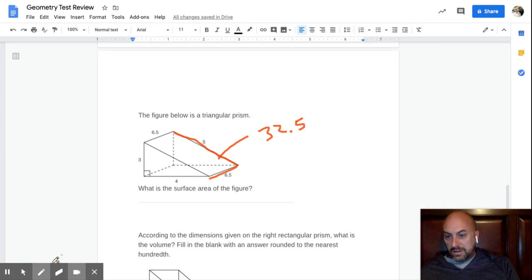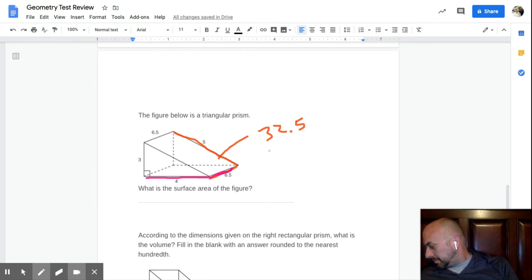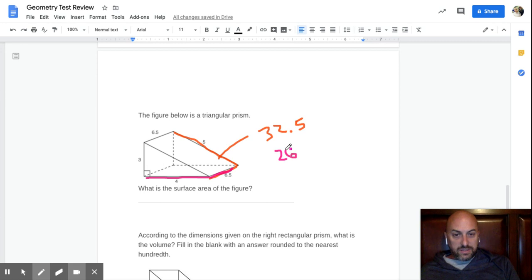okay? Now, let's go ahead and do the rectangle that's down here on the bottom. So that's length times width. So that's 6.5 times 4. So that's 26. Now let's do the rectangle back here on the back. That's 6.5 times 3. So that's 19.5.